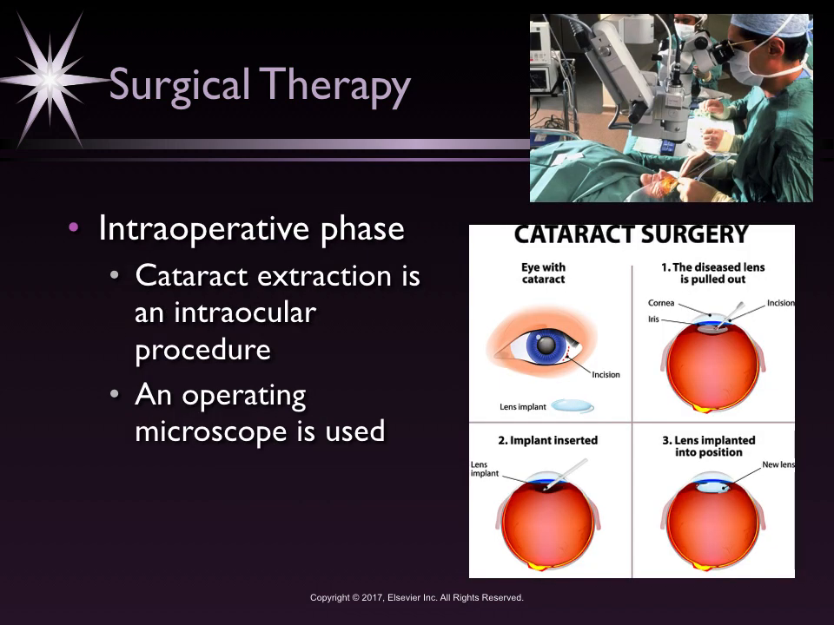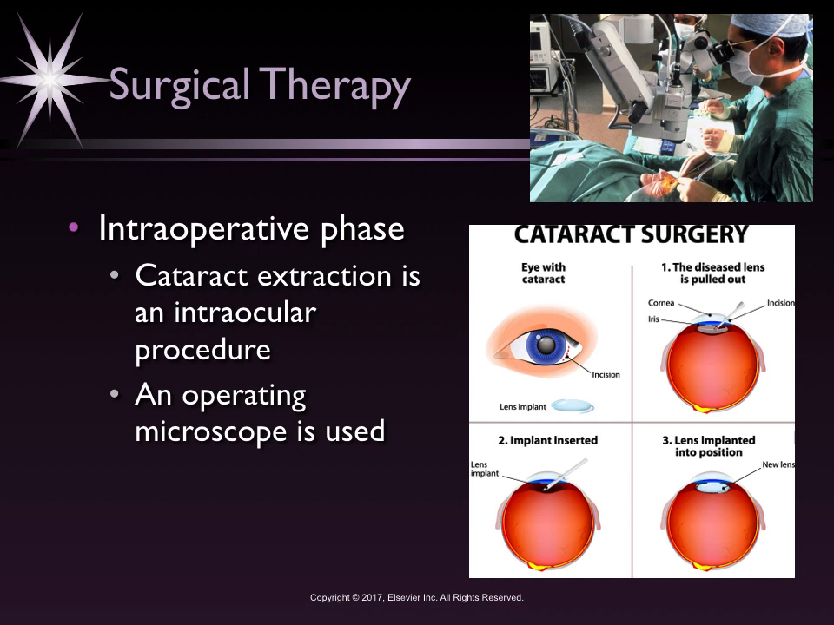During the intraoperative phase, the cataract extraction is done intraocularly, and they'll use an operating microscope. So this upper picture is showing one of those operating microscopes. And the anterior capsule is open. The lens, nucleus, and cortex are removed, leaving the remaining capsular bag intact.